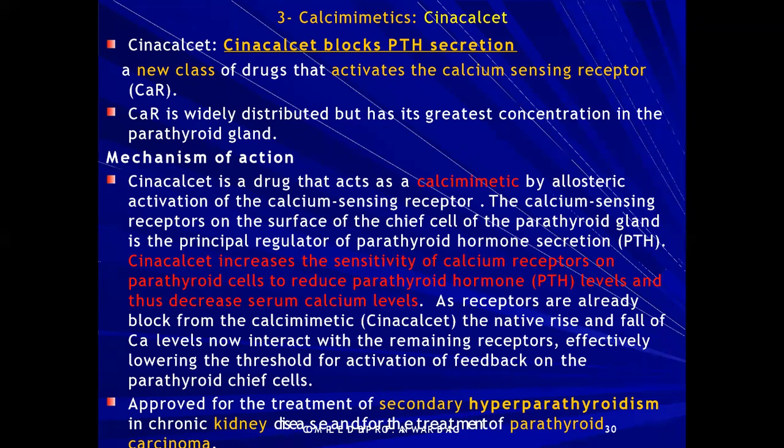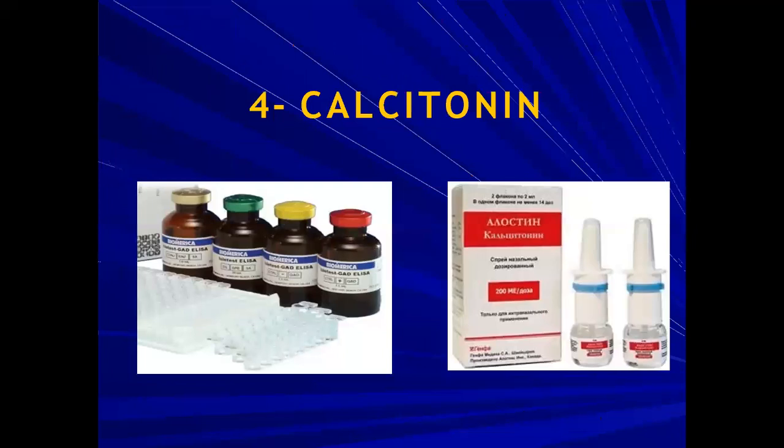The native calcium levels now interact with the remaining receptors, effectively lowering the duration of activation of feedback on the parathyroid chief cells. It is approved for the treatment of secondary hyperparathyroidism in chronic kidney disease and the treatment of parathyroid carcinomas. That is the time we use these calcimimetic drugs, and an example is cinacalcet, which is available in the market.